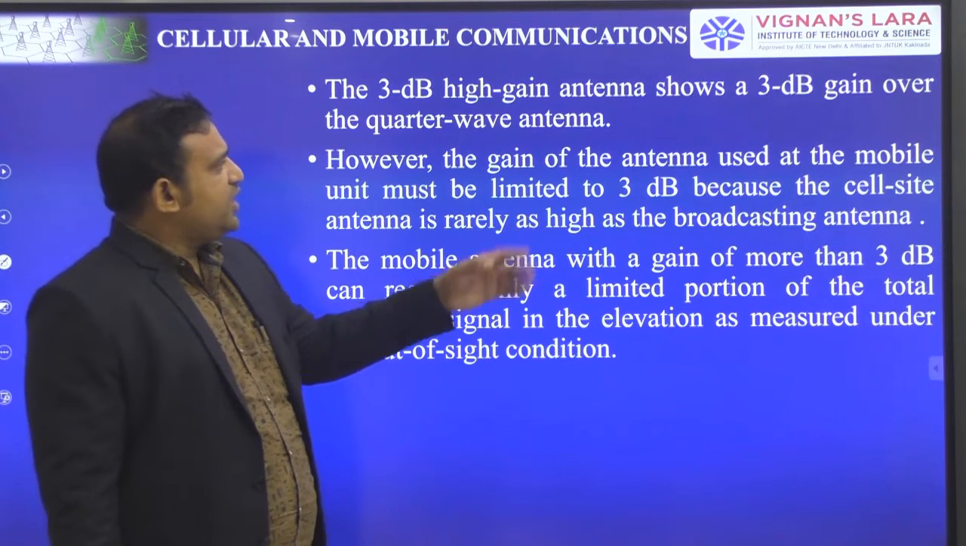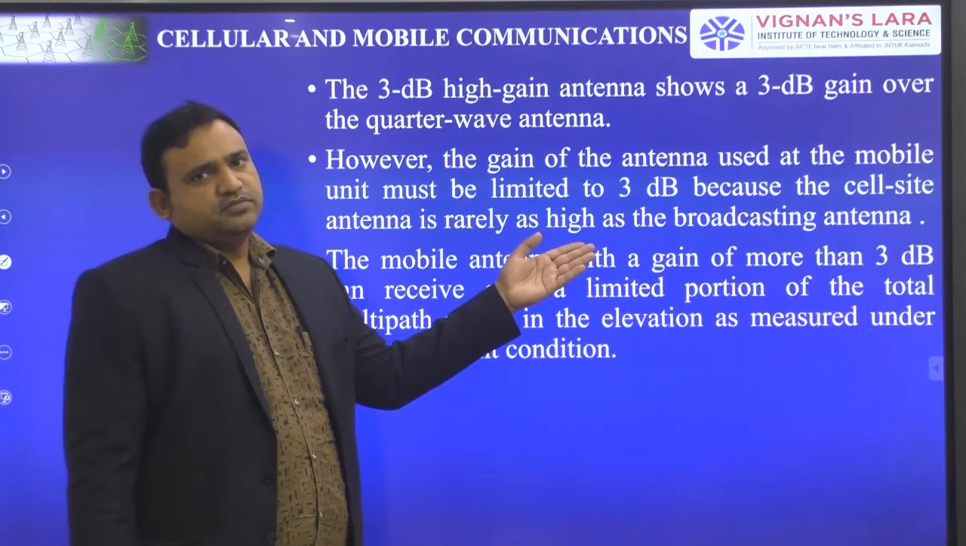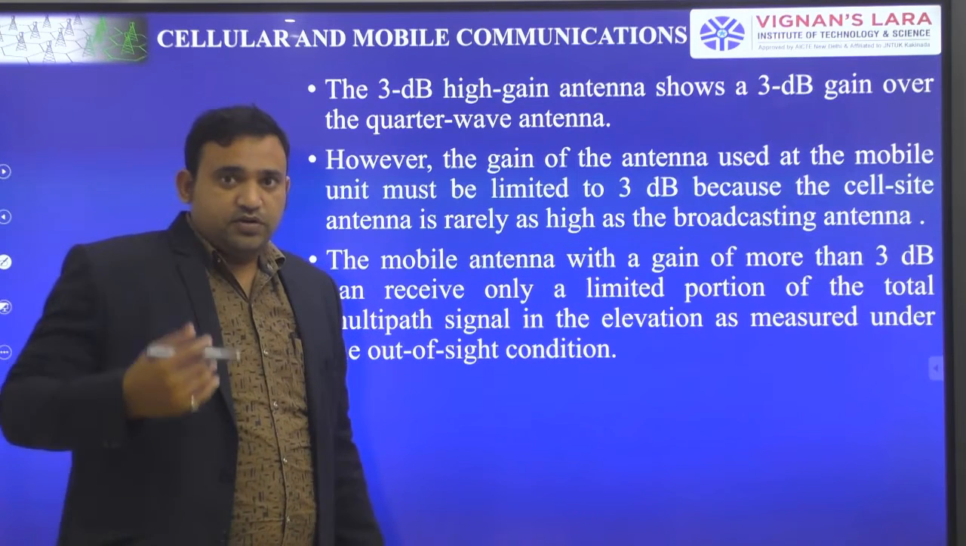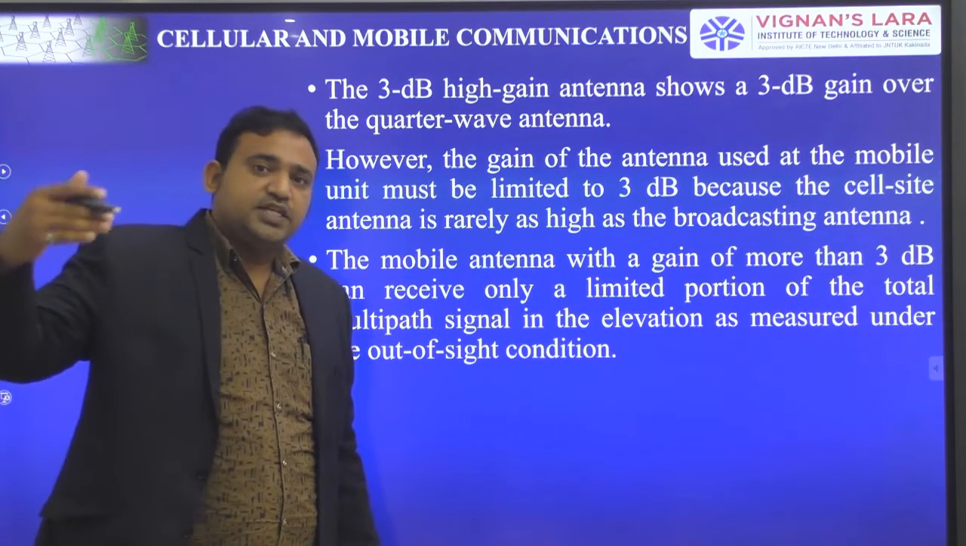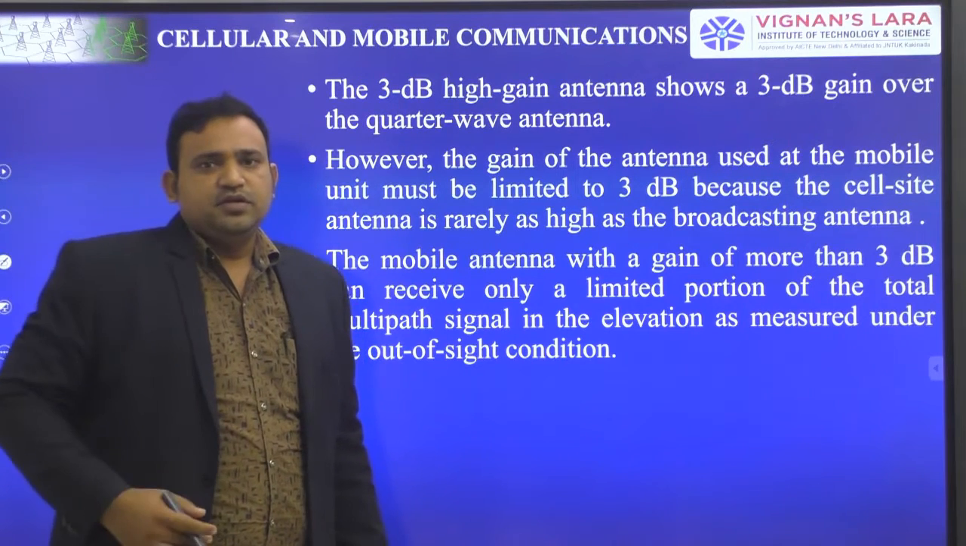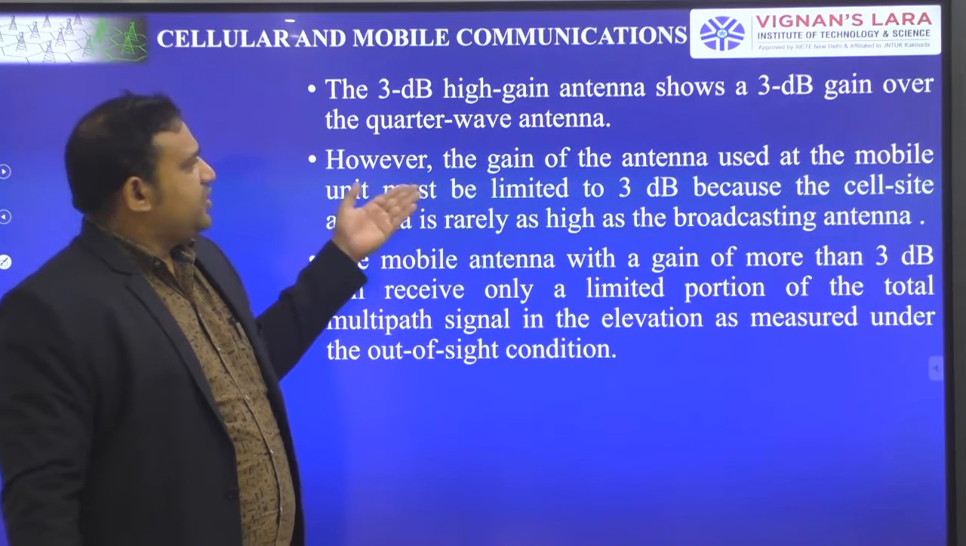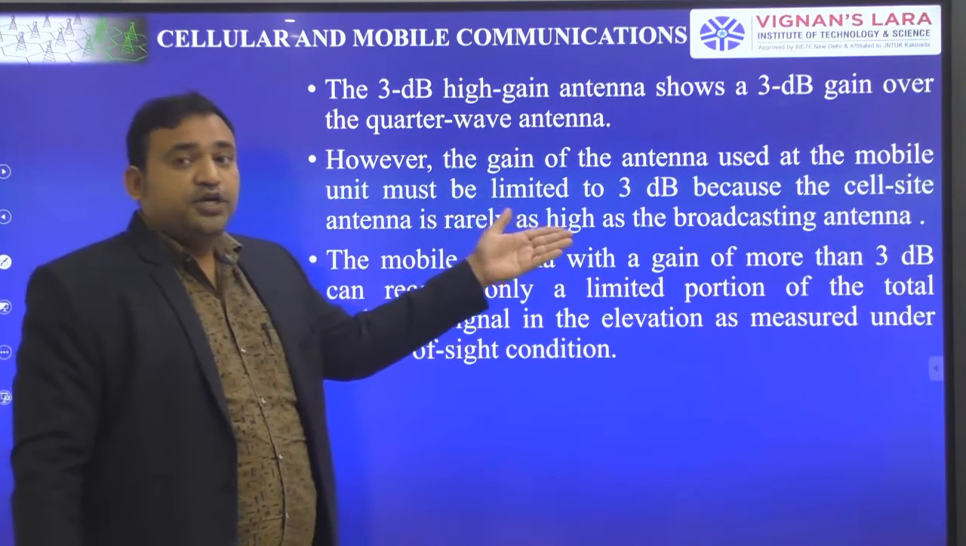However, the gain of the antenna used at the mobile unit must be limited to 3 dB. Okay. If it is a cell site transmitting antenna, it may be 3 dB, 6 dB, 8 dB. But with respect to the mobile antenna, the gain of the antenna used at the mobile unit must be limited to 3 dB only.